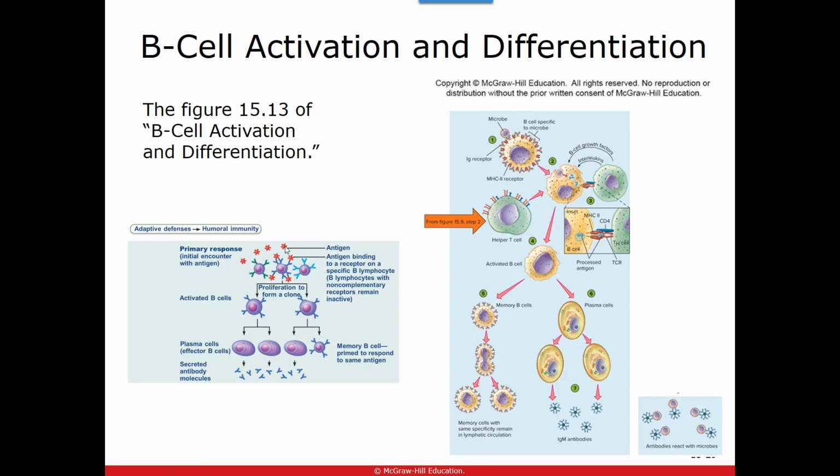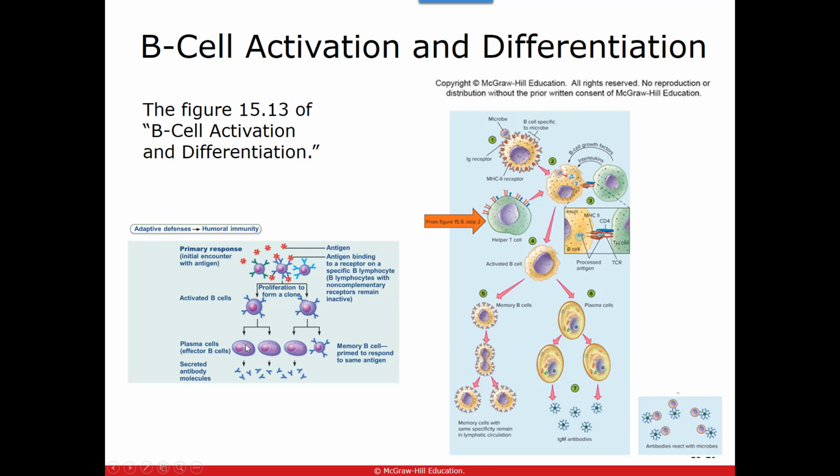Once it does, it becomes activated. It's, hey, this is the thing I was supposed to recognize. I'm up. This is my job. I need to get rid of it. And so it starts to make clones of itself. It's mounting its army. Now, most of those clones are going to change from a B cell and become something called a plasma cell. It's an effector cell, meaning it's going to do something.